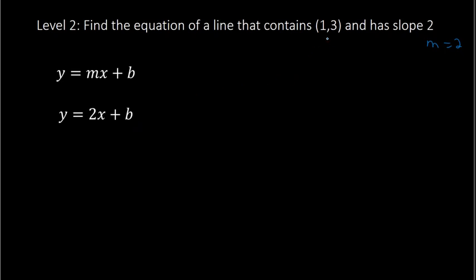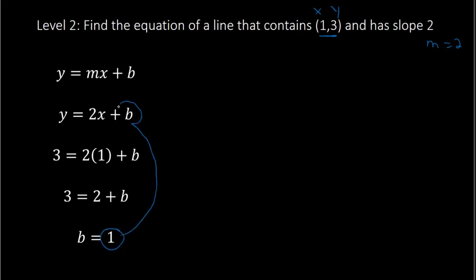To find b, I use this point right here, 1, 3, where x is 1 and y is 3, and I plug that into the equation. So now I have 3 equals 2 times 1 plus b. 2 times 1 is 2, and then subtract the 2 over to the left side to get b equals 1. So this 1 is what I plug in for b right here. So now we have y equals 2x plus 1, and this is my equation.